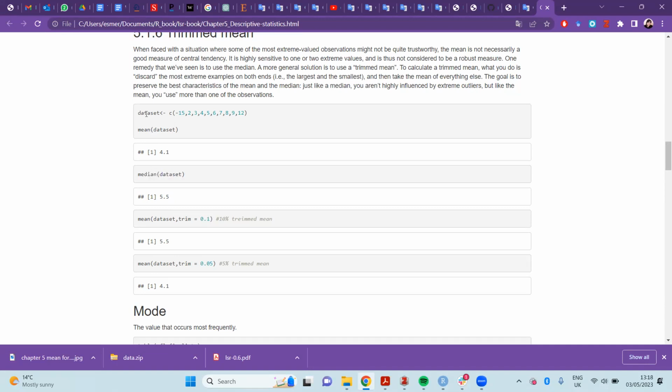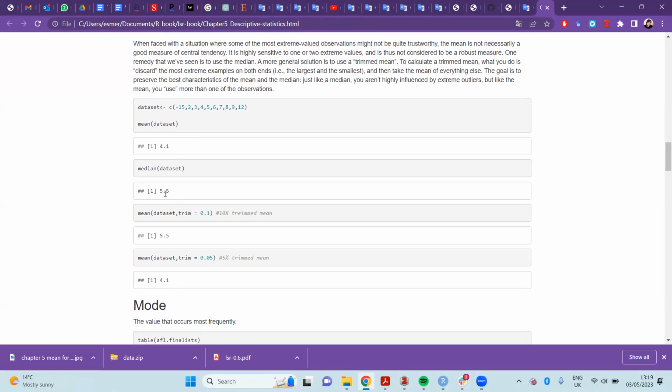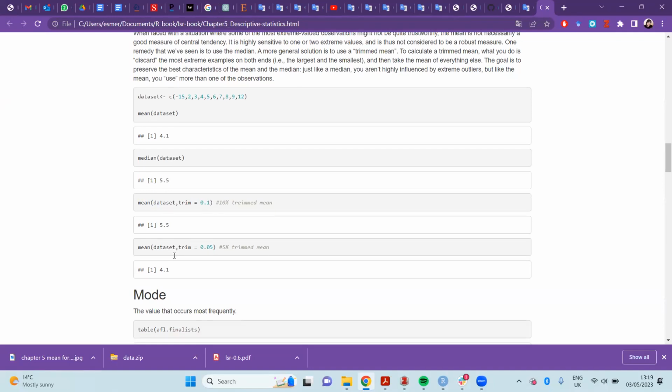Here we construct a small data set with an obvious outlier. Well, it's not so obvious, but with a possible outlier, which is -15, and the mean of this data set is 4.1, while the median is 5.5. If we remove these extreme values, we can see that the mean is equal to the median. But yeah, we can set different thresholds to remove data.